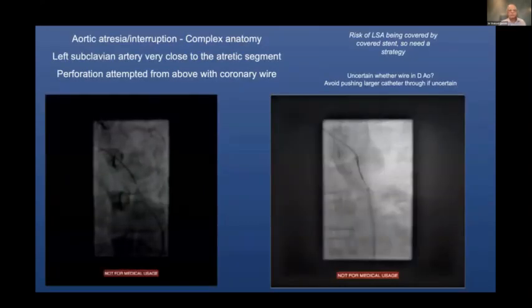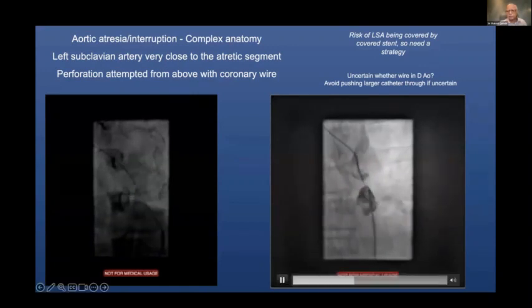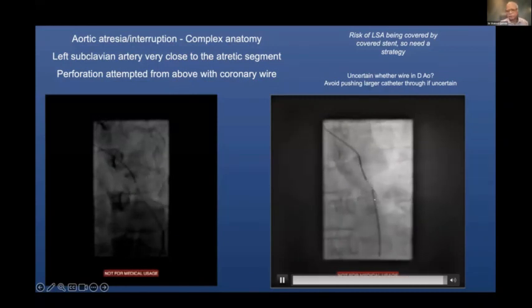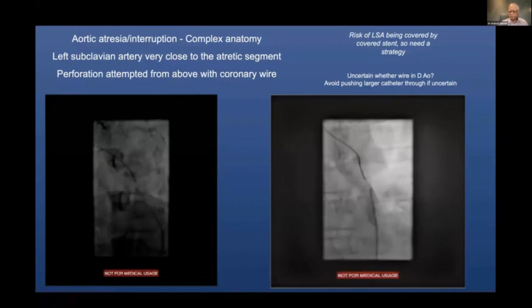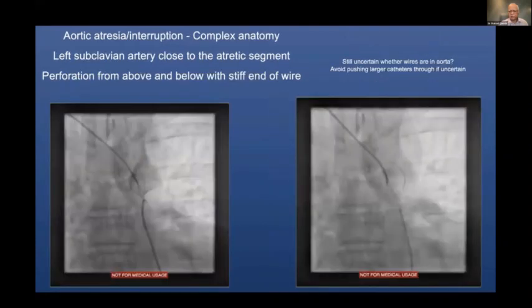I'm grateful to Nageshwar. We did this case well before COVID, a long time ago, and you can see this is an atretic coarctation. The left subclavian artery is really very close to the atretic segment. In this case, we attempted perforation from above, and we thought the stiff end of the wire was in the aorta, but you can see here that it's probably in the wall of the aorta rather than in the lumen, and therefore we avoided pushing the catheter from above over the wire into the descending aorta.